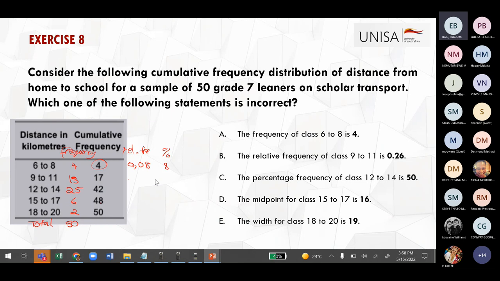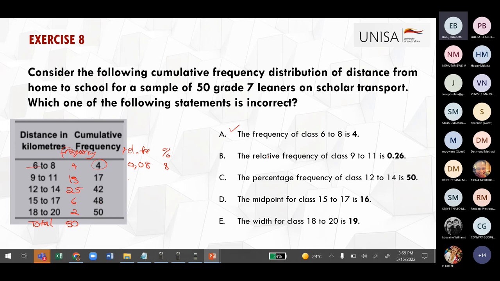So now, based on the information that we just learned, let's see if we can answer A, B, C, D, and E, because I'm not going to complete the whole table. So let's go. The frequency of class 6 to 8 is 4. Is that correct? Yes, that is correct, because we just calculated it now.